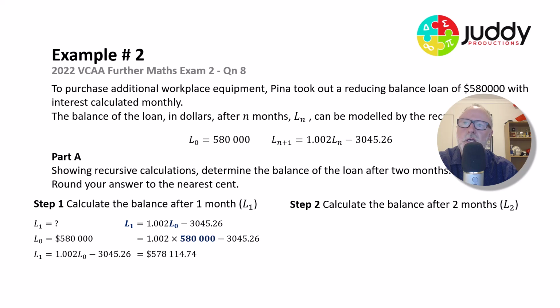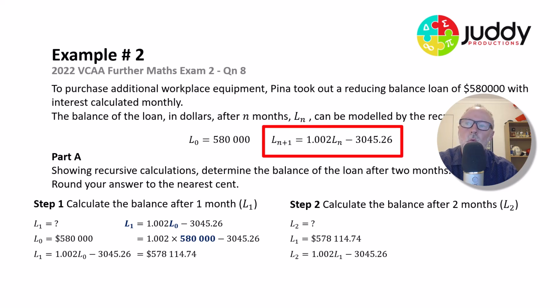So step 2 is to calculate the balance after 2 months. That is the value for L2. L2 is the question mark. L1, after our first step, has a value of $578,114.74. And to work out L2, we use the same recurrence rule. This time we're substituting L1 into the equation to determine L2.